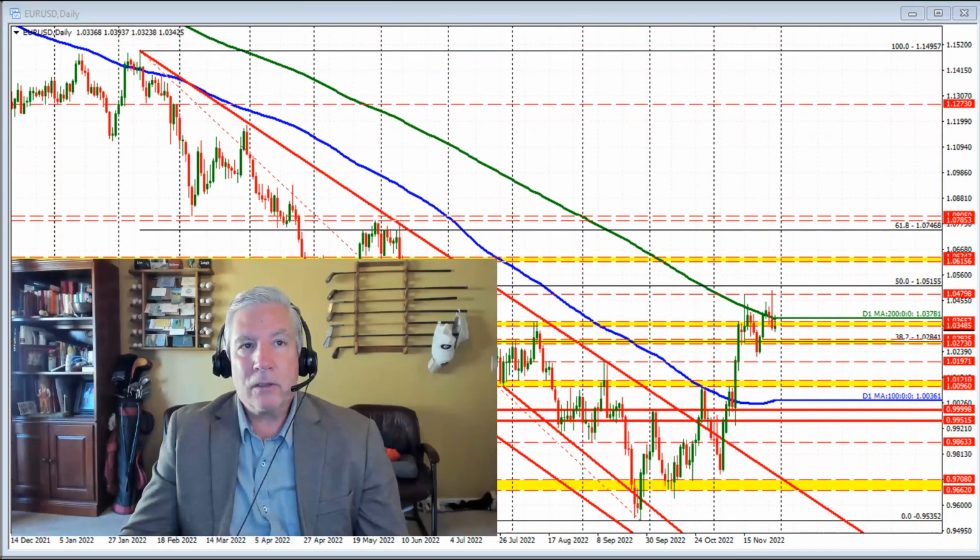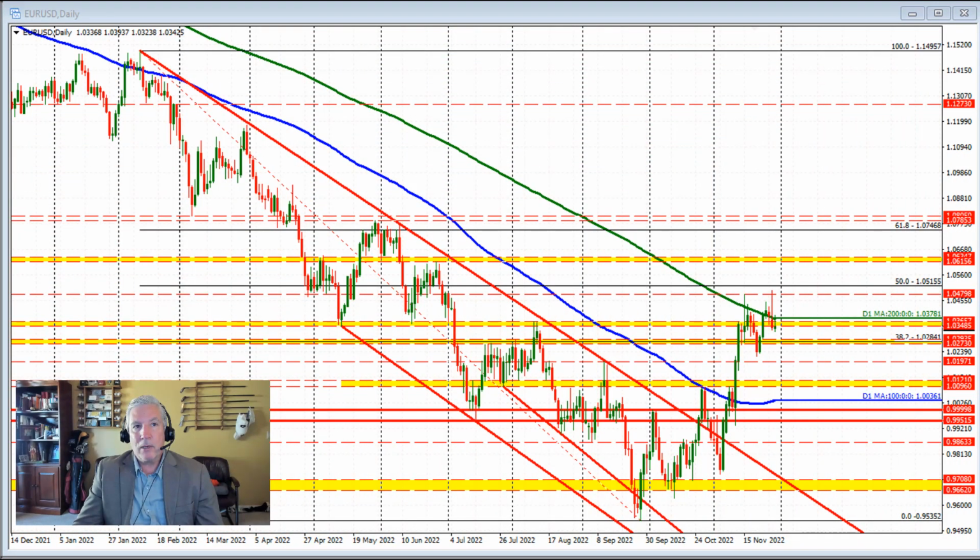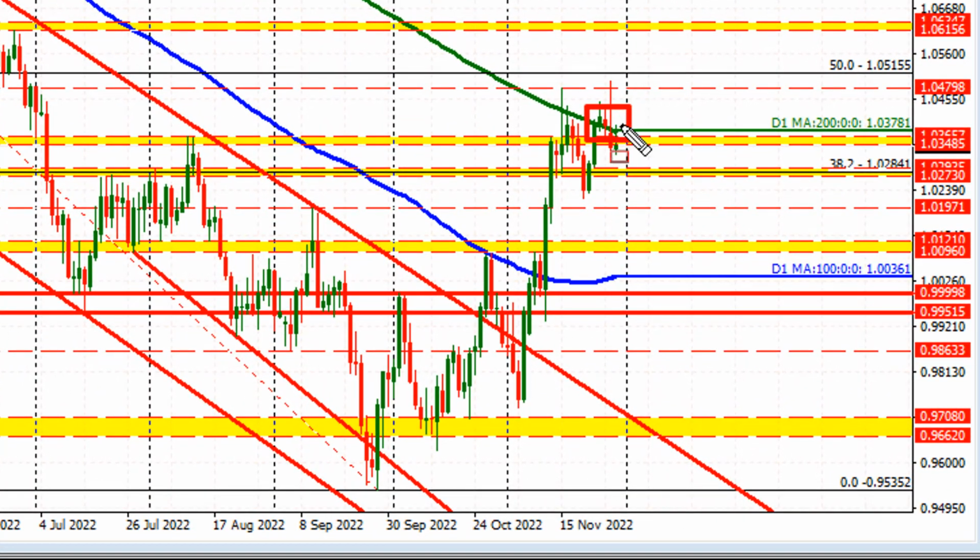If we look at the daily chart, the last 5 trading days have seen the price move above and below the green line that represents a 200-day moving average. And what does that say to me? That says that the market is unsure of which way it wants to go. Does it want to go to the upside or the downside? And what helped that decision was yesterday's move to the upside.